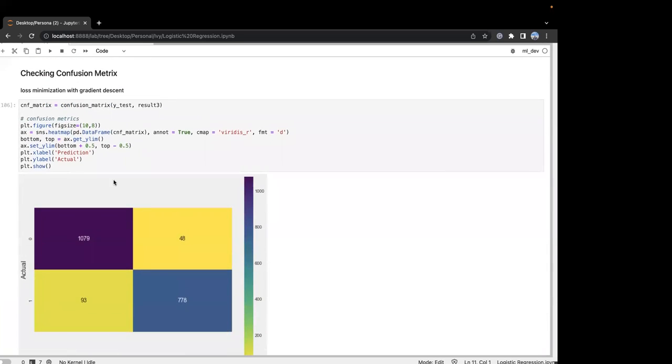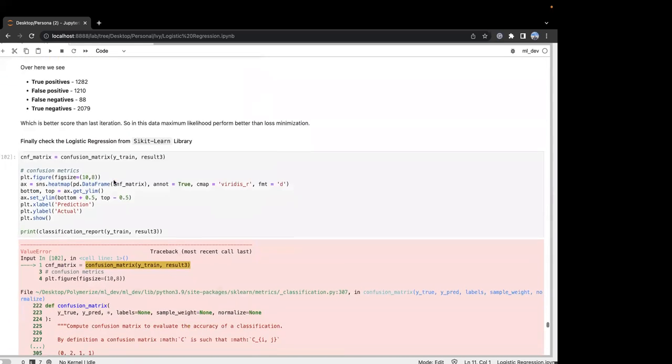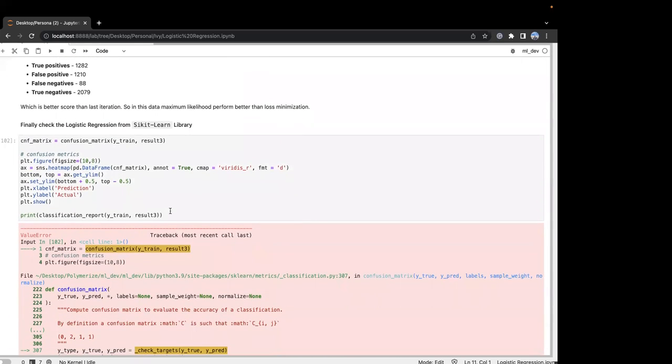But I hope everyone understood the confusion matrix and precision, recall, and F1 score. Guys online? Yes, no?